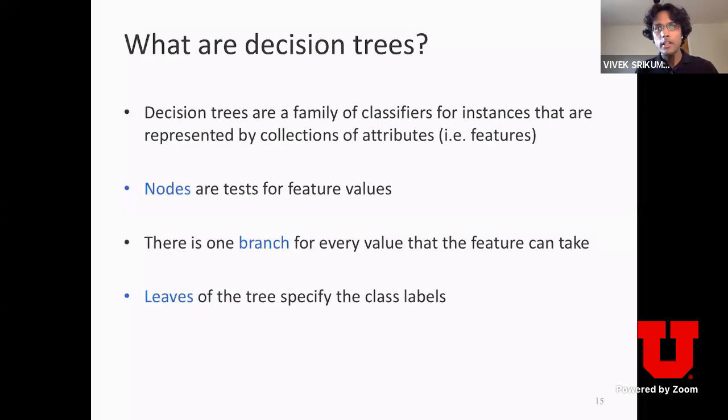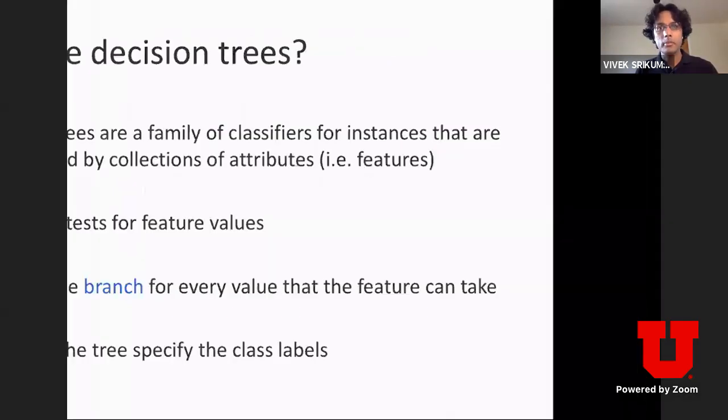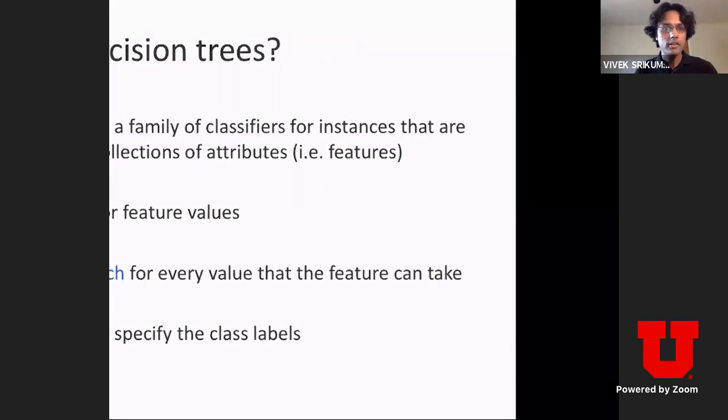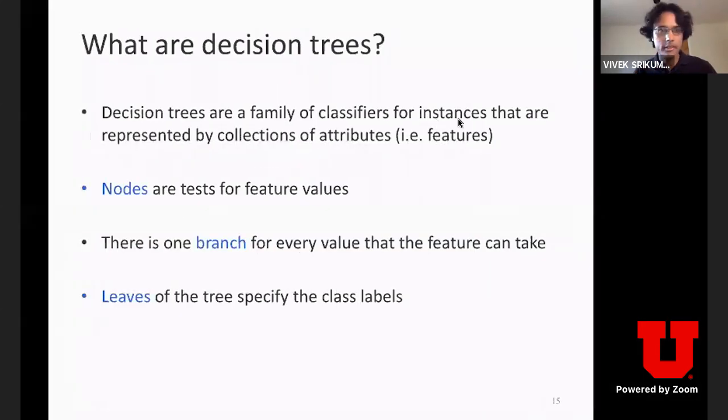So we saw a bunch of examples that talk about what decision trees are using triangles and circles and such things. But at a high level, a decision tree is just a classifier. It's a function. Instances are represented by features, and the way this function is defined is that it's a tree. It's a hierarchical data structure where nodes are testing for does this feature take a certain value, or it could be more complicated tests also.